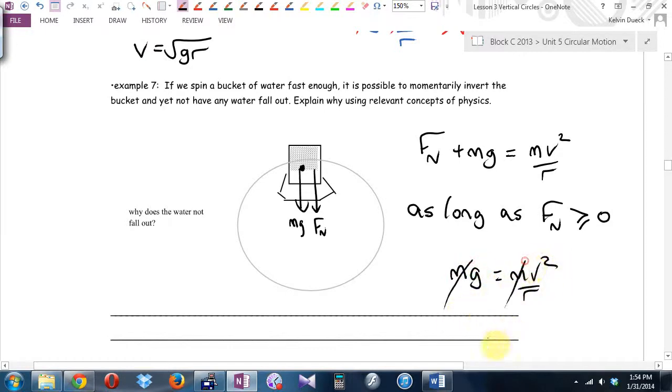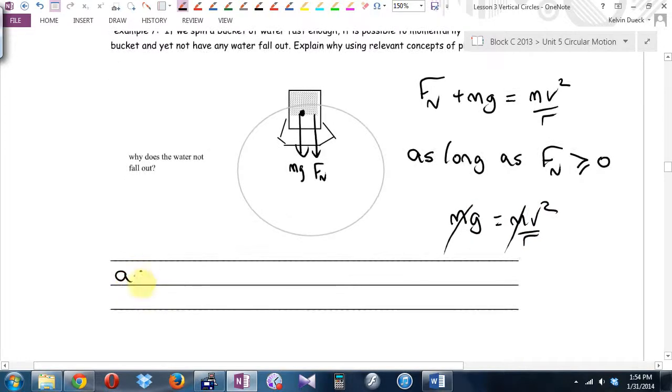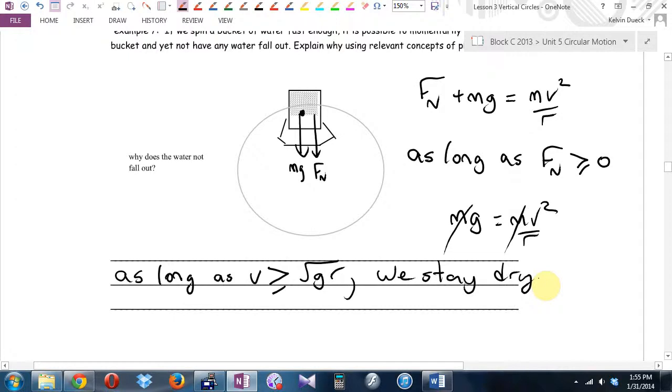Same expression as we had earlier. As long as v is bigger than or equal to the square root of gr, we stay dry. Because there's still a net force that's pushing the water down and pushing the bucket down, and since they're both accelerating at the same rate, the water is going to stay inside the bucket. Kind of similar to dropping the water bottle with the leak from the little porch that we did up there. And we noticed that the water stopped leaking while the bottle was in free fall.